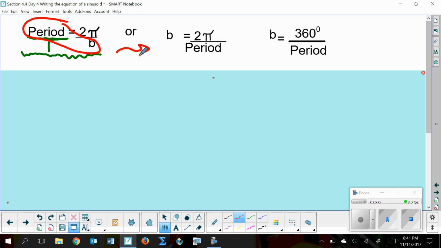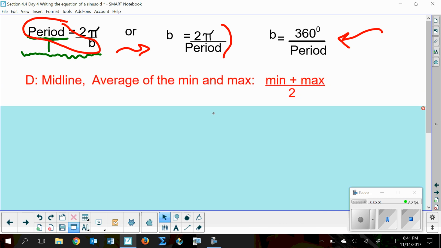So a new formula that we have, and we're going to use this to find the b value for our equation from our graph, is you'll just take 2 pi and divide it by the period. Some of the graphs are in degrees, and if it's in degrees rather than radians, you'll use 360 degrees divided by the period, and that's how you'll get your b value.